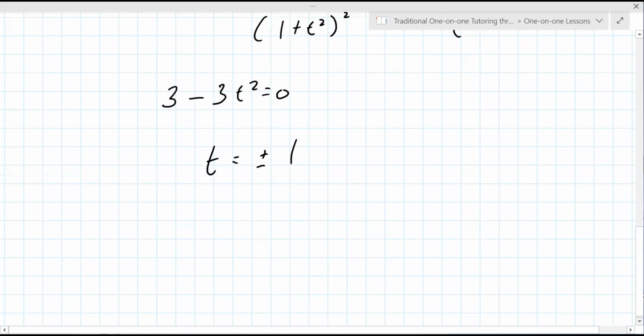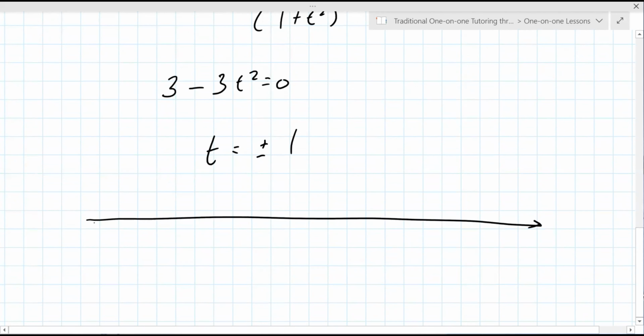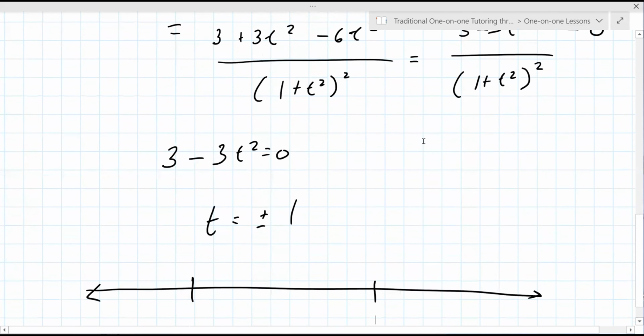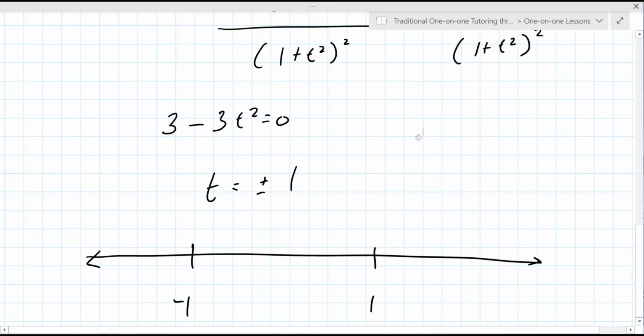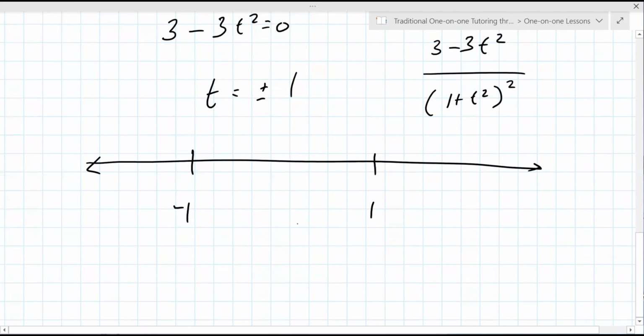And so you make this number line, -1 and 1, and you go back to the derivative. You go back to this line right here, 3 minus 3t squared over 1 plus t squared, and that's what you're testing in each of these intervals. You're testing what happens when you put 0 in, or what happens when you put 2 in, or what happens when you put -2 in.